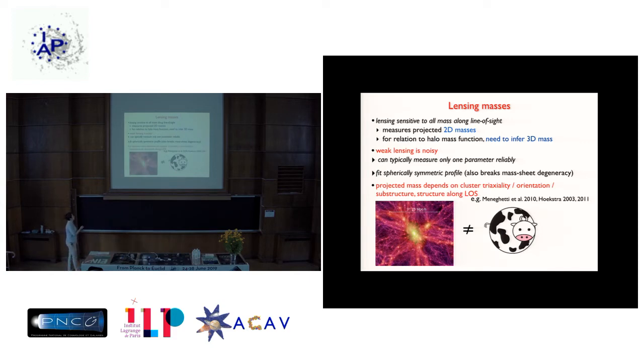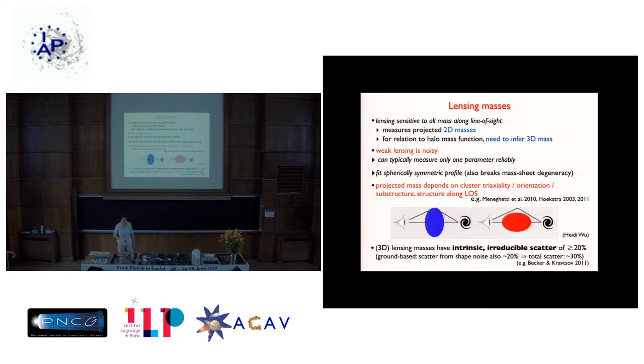However, as I said before, clusters are actually more triaxial, that is ellipsoidal. And so the projected mass depends not only on the 3D overdensity mass, but also on the shape of the cluster and the orientation along this line of sight. Again, if the ellipsoid is oriented along the line of sight, we overestimate the mass. If it's in the plane of the sky, we underestimate it. And so because of this, these 3D inferred lensing masses have an intrinsic and irreducible scatter of 20%. So that's not actually better than our observables.